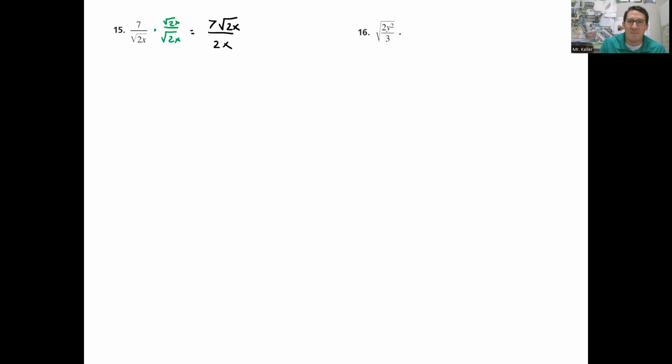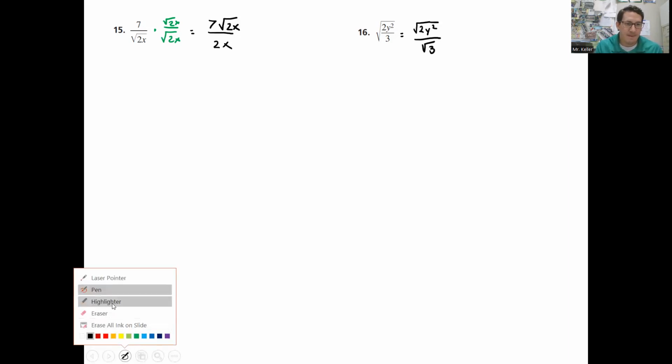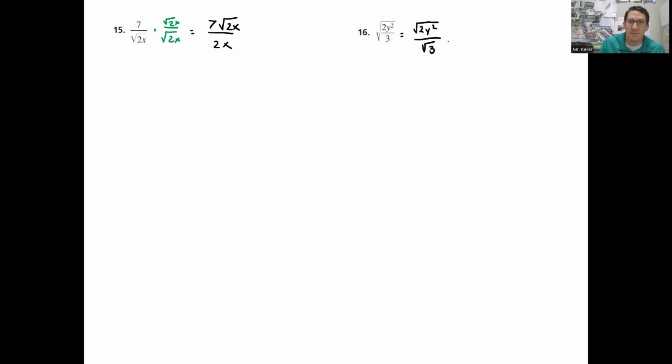This one here, before I multiply, what I'm going to do is actually separate these out. So it's going to be 2y squared over root 3. And then now I'm going to multiply top and bottom by root 3.